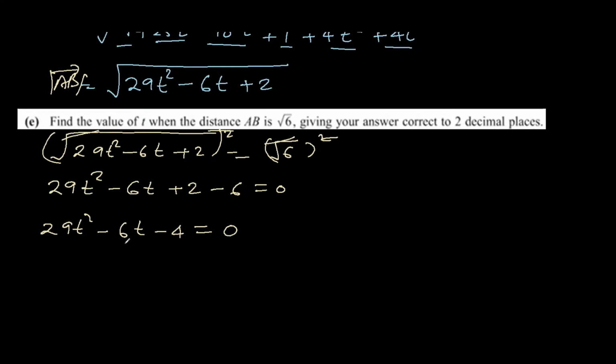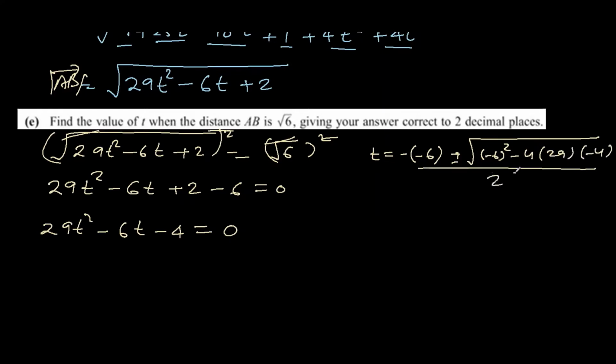Okay, 29 times 4 is 116. No, because 29 is a prime number, we can't get a 6, so factoring will not help in this. So we will use the quadratic formula. So t equal to minus b, which is minus 6, plus minus the square root of b squared minus 4ac, where a is 29, c is minus 4, over 2 times 29.